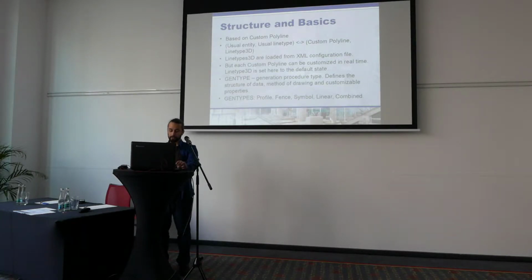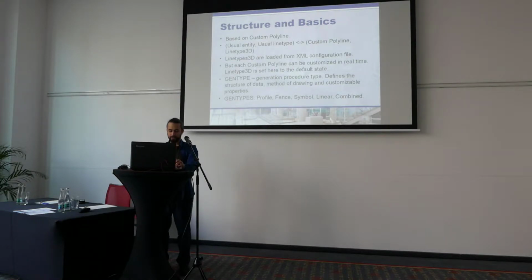Usual linear entities accept usual line types as a property. So custom polylines accept Linetype 3D as a property too, by analogy. Secondly, the set of line types are defined by a configuration XML file, but each custom polyline can be customized in real time in the current drawing. Applying a Linetype 3D to a custom polyline sets its state to the Linetype's default.